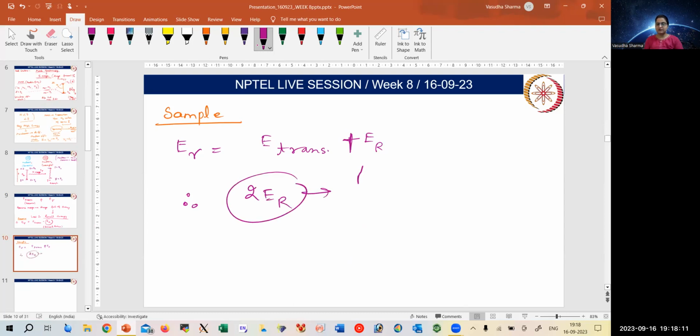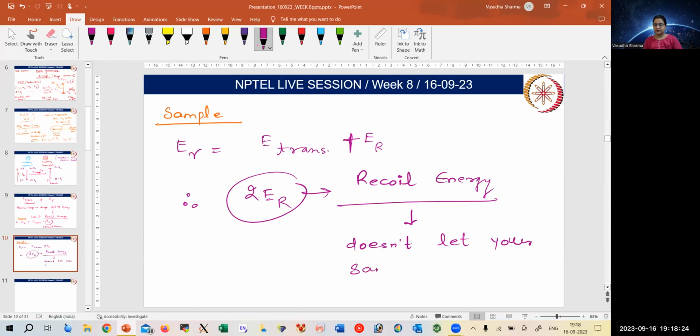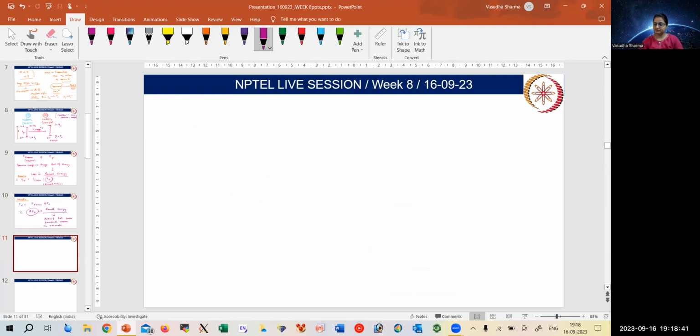So recoil energy is the factor that does not let the sample and source resonate. If there is no equal energy, there won't be any possibility of resonance between them. So the graph will look like this. Since we are talking about absorbance, we take absorbance here, and here we have energy.